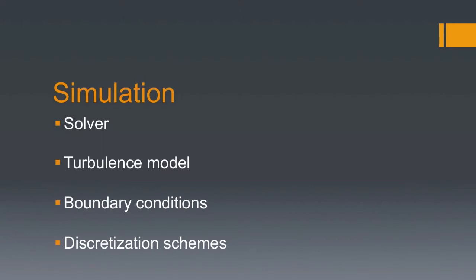In this stage, the user has to decide the solver and the turbulence model. Commercial solvers can handle all kinds of simulations, but in OpenFOAM you have to decide which one is the most suitable. Before running the case, the user has to define boundary conditions and discretization schemes. A typical trick is to start with more stable discretization schemes and then change them to more accurate ones when the simulation is already converged.